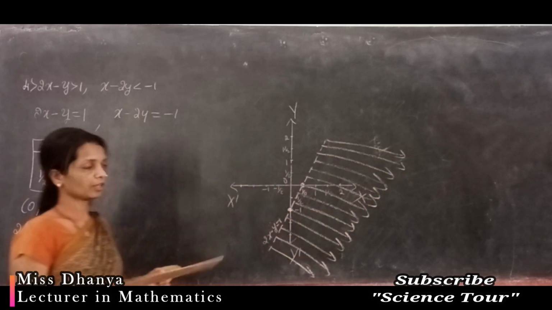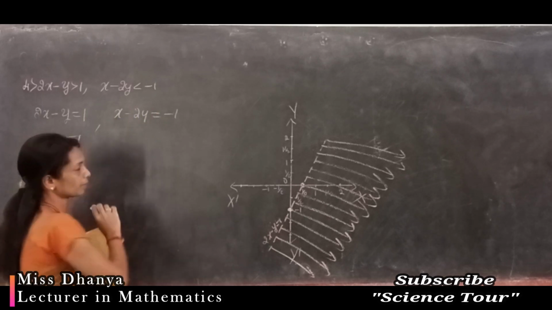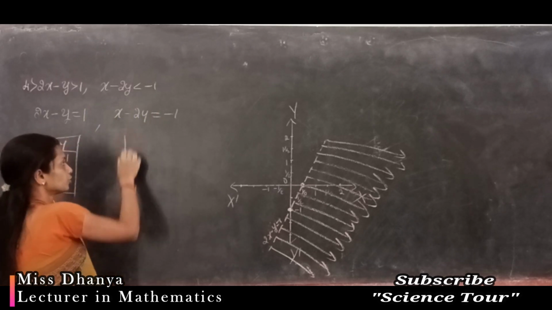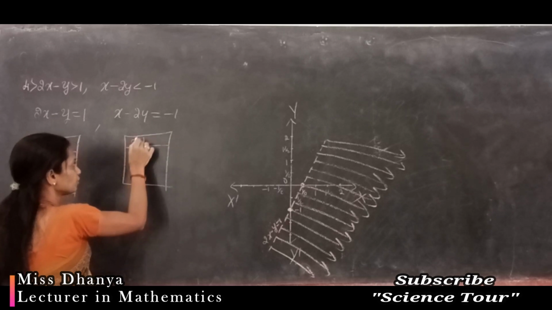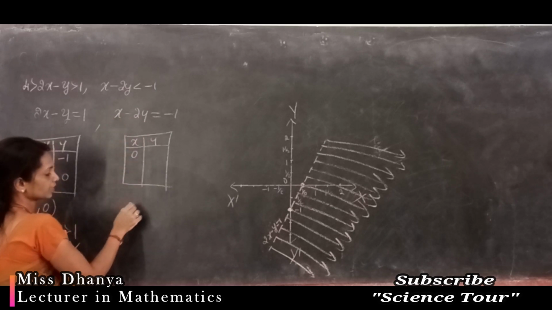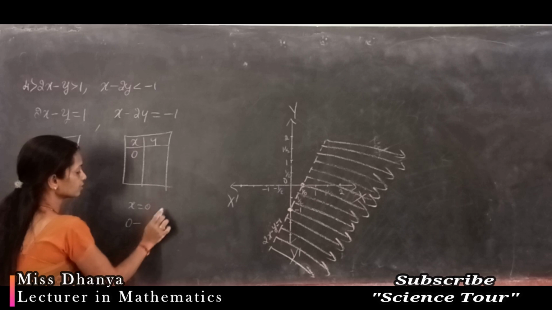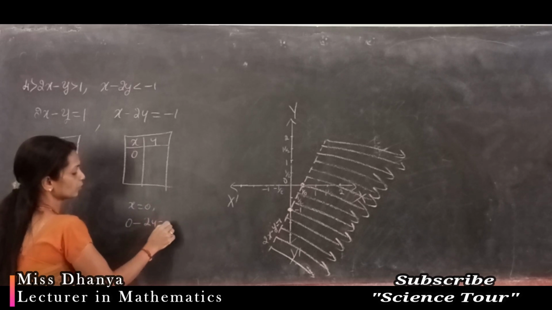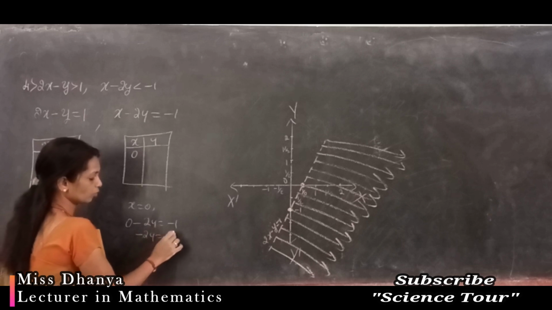Okay, now we go to the next line, x minus 2y is equal to minus 1. To draw the graph of this line, we need only 2 points. When x equal to 0, what do we get? In this line you will get 0 minus 2y is equal to minus 1. So that gives you minus 2y is equal to minus 1.